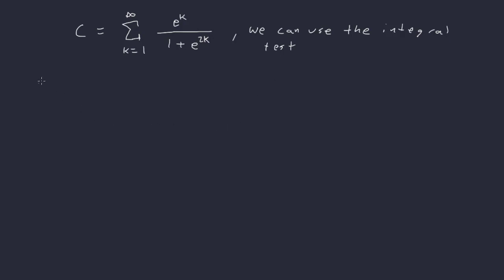All right, so let's take a look at that integral. It'll be the integral from 1 to infinity of e to the x all over 1 plus e to the 2x. Now I'm going to use a quick u substitution because I want the denominator to be my u.